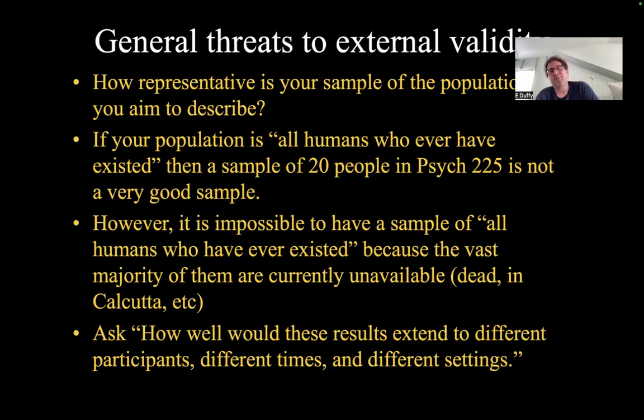For some things, 25 is enough. For other topics, you may need more than 25. So you need to be sensitive to this issue, and also consult with a statistician. That's why it's always good to work with someone who knows what they're doing, especially at the early stage when you're a young graduate student. You should really apprentice in someone's lab and learn the ropes about how to do this. And always ask yourself, how would these results extend to different participants, different times, and different settings?